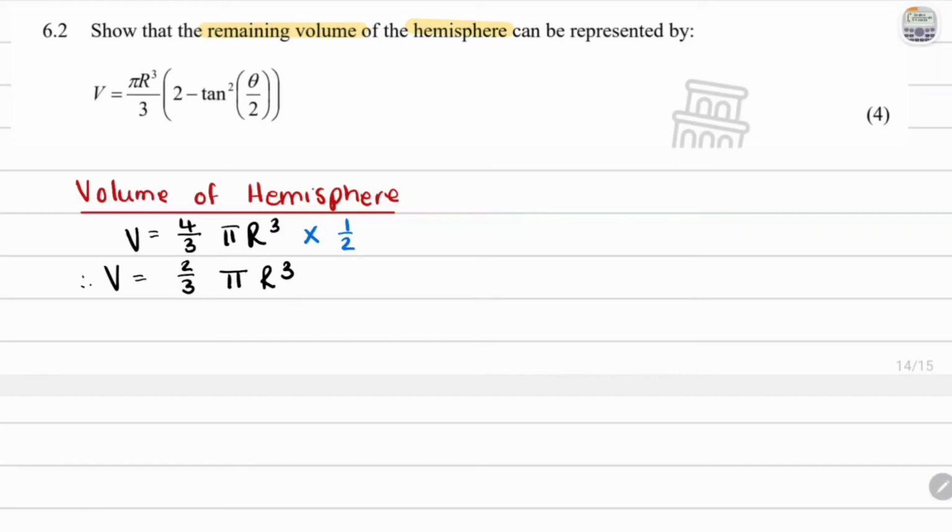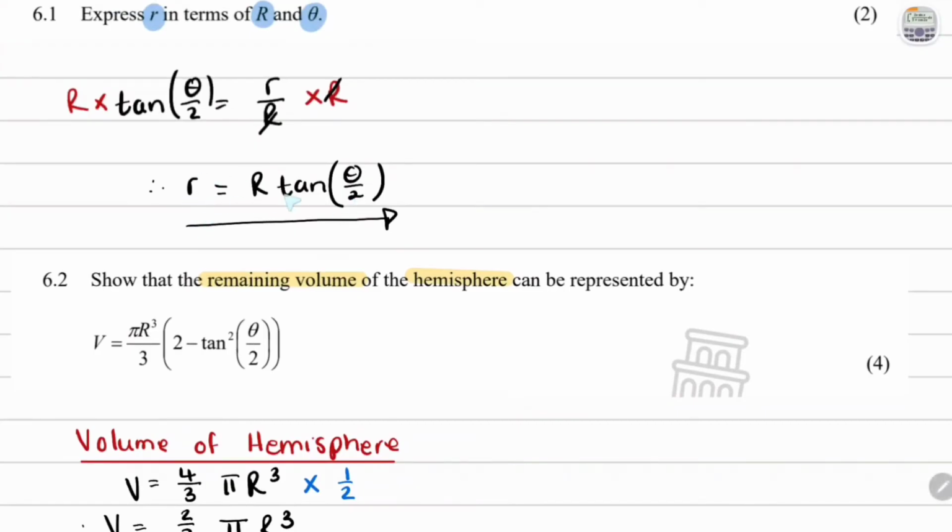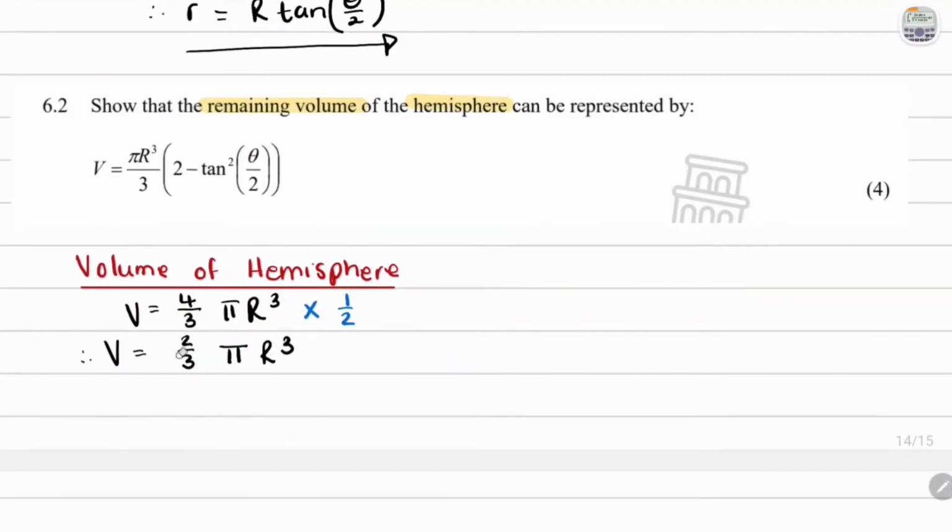So that is how we're going to find the volume of the hemisphere. We haven't really been given anything else. We only found r in terms of that. And as you can see, we don't even have any small letter r here. So we can move on to finding the volume of the cone.